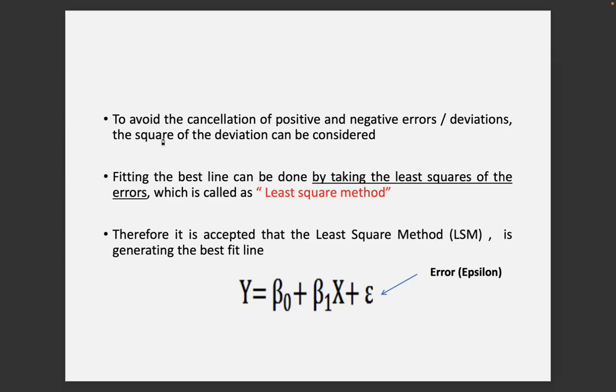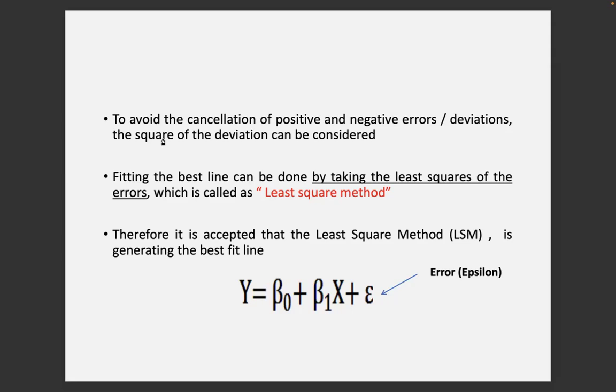Fitting the best line can be done by taking the least squares of the errors, which is called the least square method. That is what we call the least square method. Therefore, the least square method is known by the short name LSM, and it generates the best fit line.